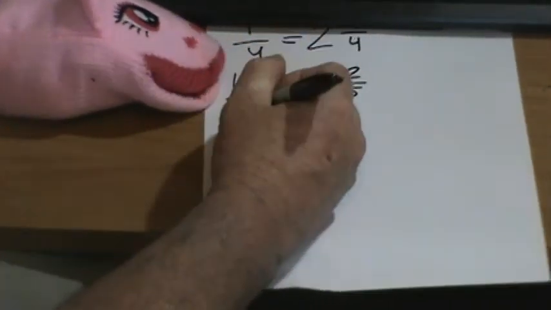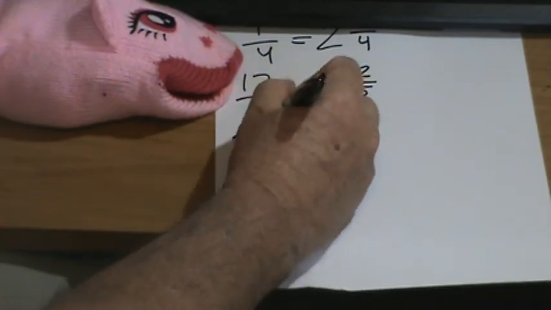Let's try another one. 26 sixths. Time to pause.